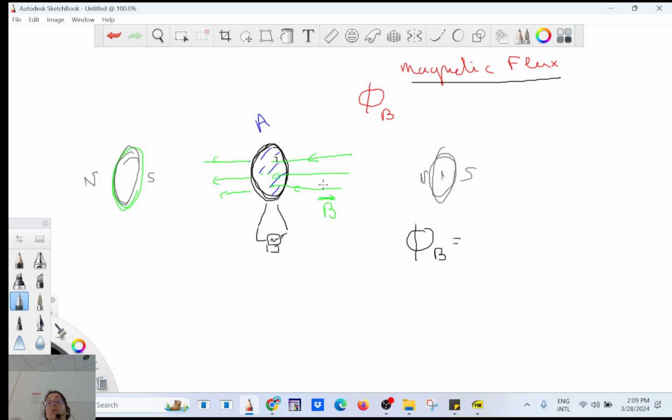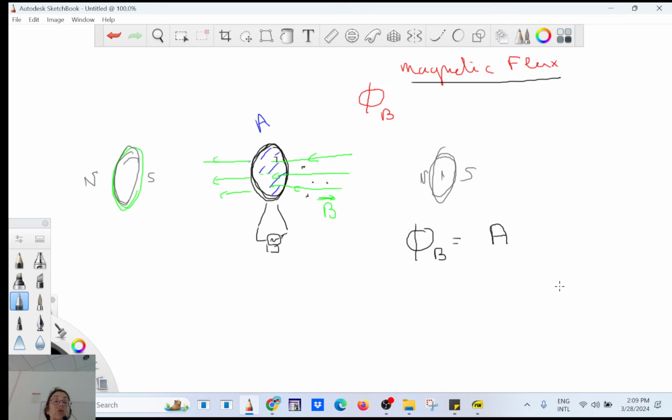It's like you have water flowing, you are in marine biology, and imagine here you have little shrimps. They don't swim, they are just carried by the current. So if you want to increase the number of shrimps, you need to increase the area. Very good. So the number of field lines poking through is going to depend on the area, and of course, it's going to depend on B.